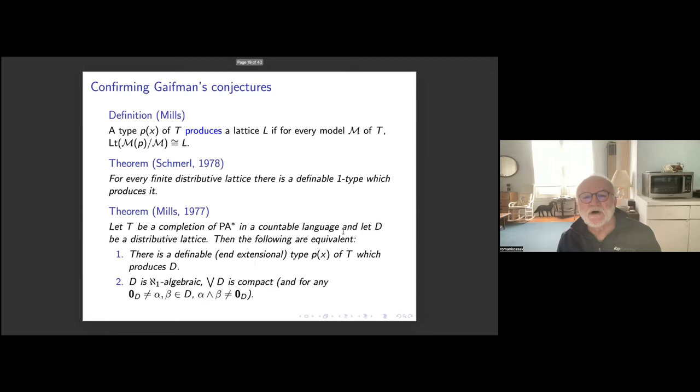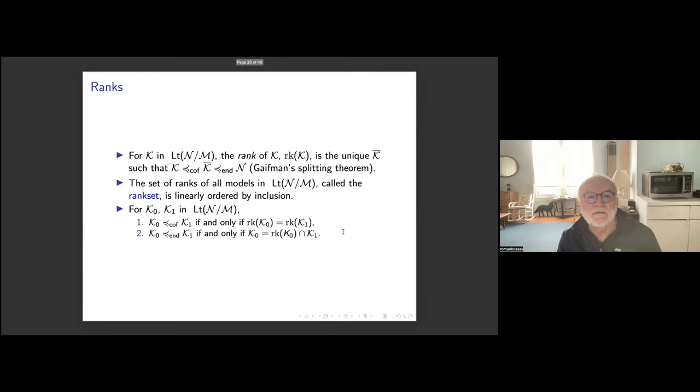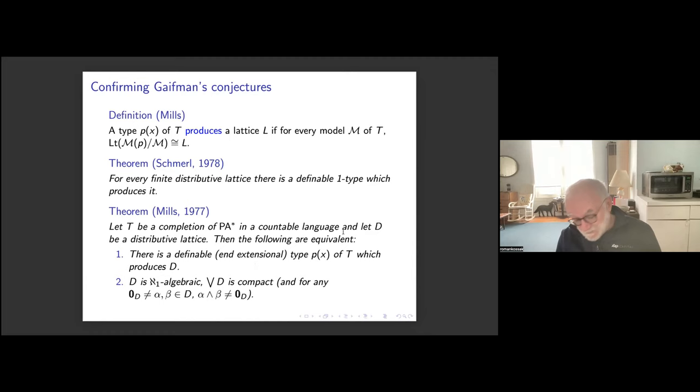So maybe I'll finish today with this slide, because this is what you're talking about. This was in your paper, which is an immense paper, and much is proved, but then you asked those pertinent questions about how much can be done just by applying those definable types. Mills in his papers introduced this terminology, which is based on your question or your conjectures: a type of a theory produces a lattice L if for every model M of T, when you do this canonical extension by adding an element realizing the type, you get something that's isomorphic to L.